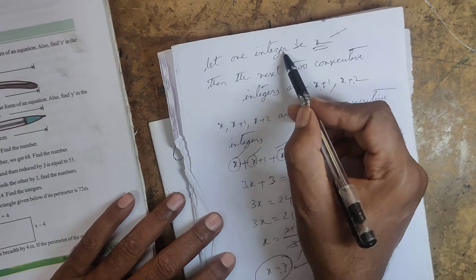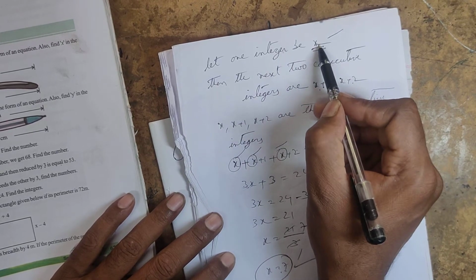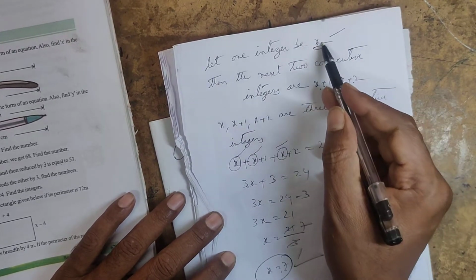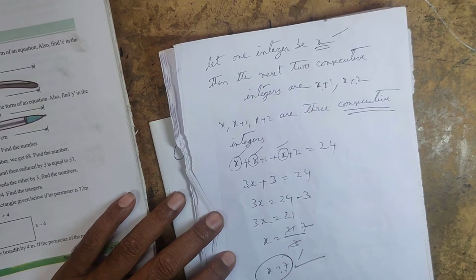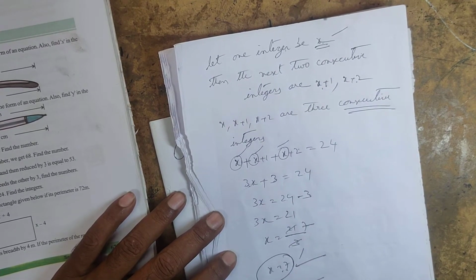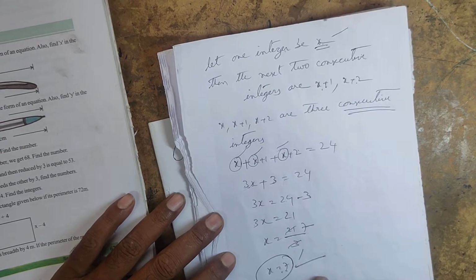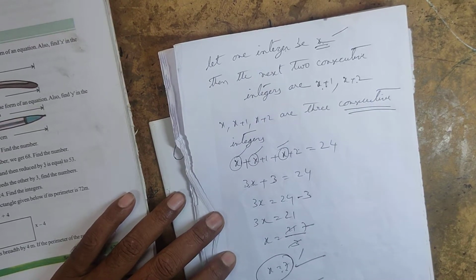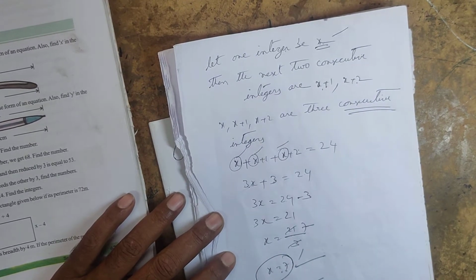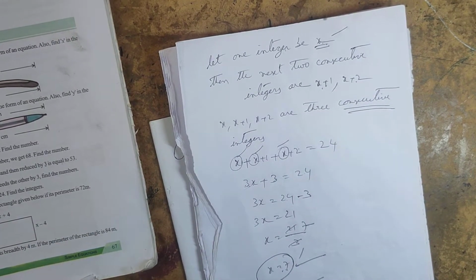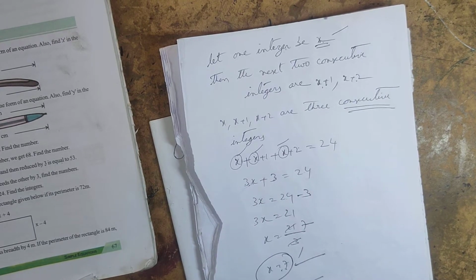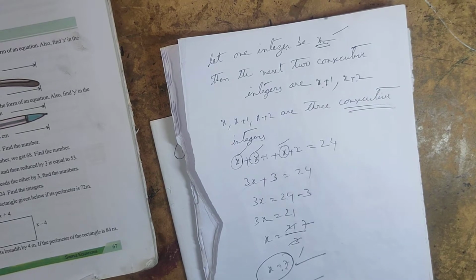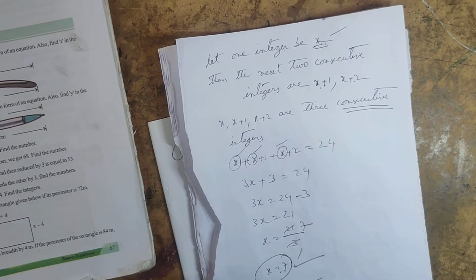x is 7 means one integer is 7. Its next two integers will be 8 after 7, 9 after 8. So 7, 8, 9 are three consecutive integers. So their sum, if you add these three, you should get 24. 7 plus 8 is how much? 15. 15 plus 9 is how much? 24. So if you add, you are getting 24 or not. So that is the problem.